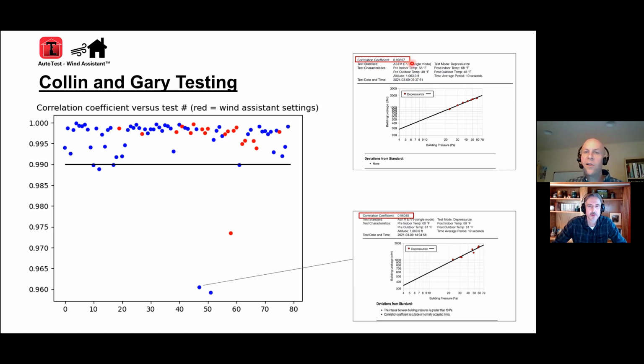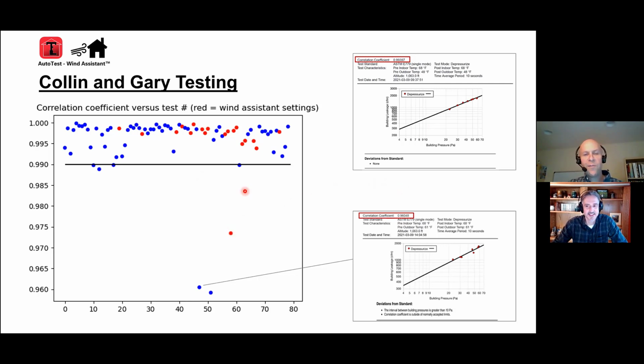Here's a correlation coefficient of over 0.99, and you can see that the data points are pretty close to the best fit line. I think that's your first test. If you look, it's at 9:37 a.m., so it's one of your early tests during a calmer period. That's right. Yeah.